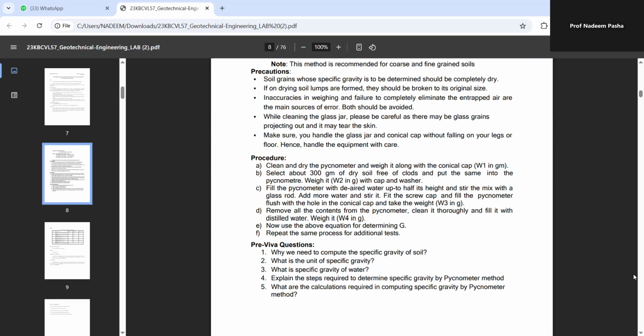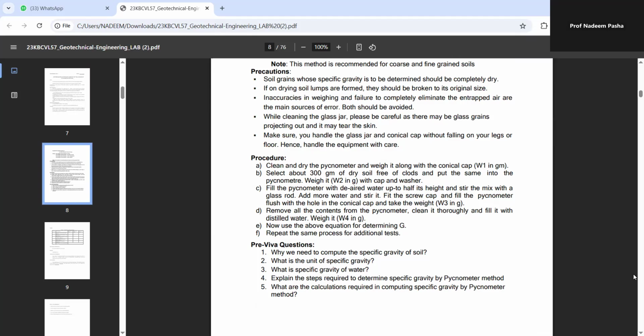Next, what is the unit of specific gravity? It is one of the most likely questions that many of the examiners ask you. There is no specific unit for specific gravity. It is a unitless quantity. What is the specific gravity of water? The specific gravity of water is 1.